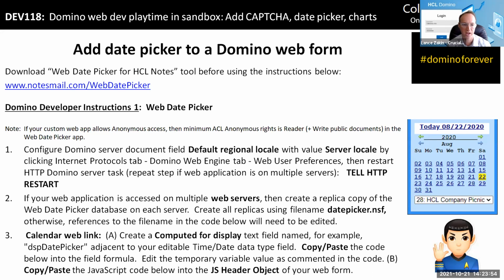2, if your web application has access on multiple web servers, then create a replica copy of the Web Date Picker database on each server. Create all replicas using the file name datepicker.nsf. Otherwise, references to the file name in the code will need to be edited. We recommend using that to make your life happier. But if for some reason you can't, you could change the file name, but you have to change it in the code as well.